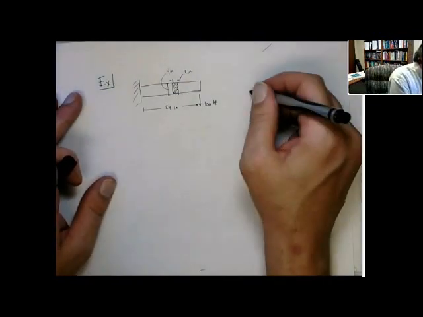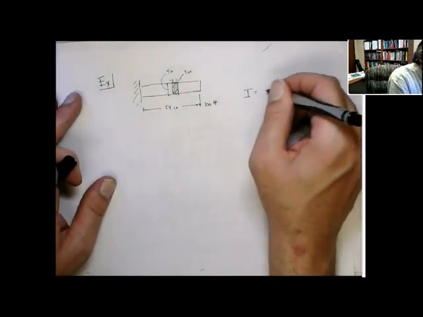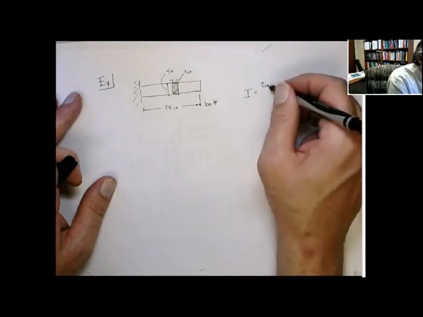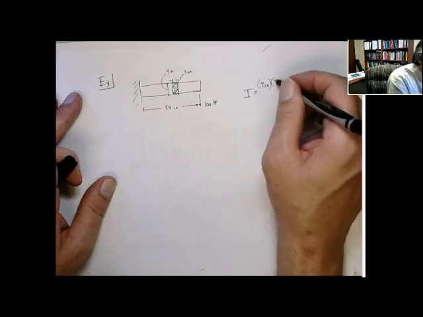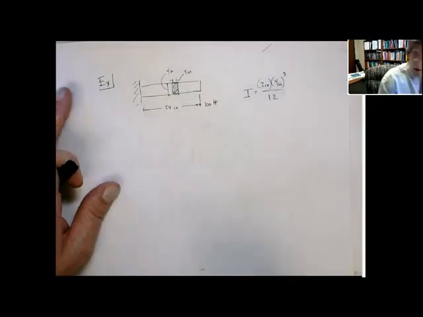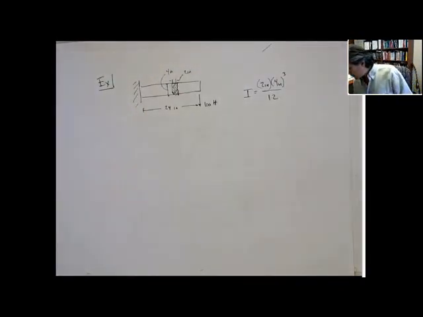Okay, we know that I for this geometry is 1/12 base times height cubed. In this case, the base is 2 inches. The height is 4 inches. Base times height cubed over 12. I should have my calculator.